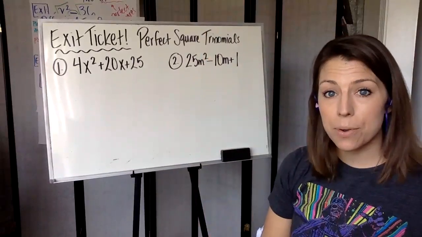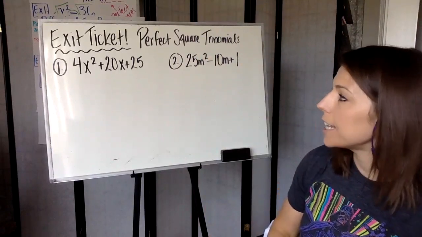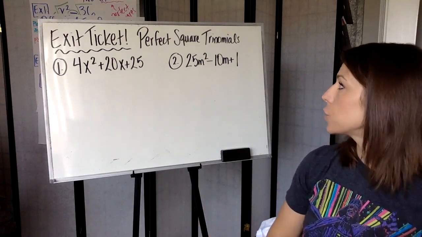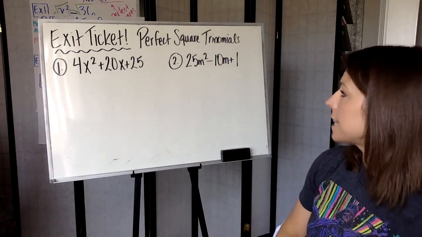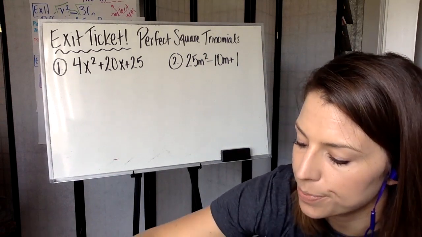Alrighty, let's wrap things up with our exit ticket looking at perfect square trinomials. Your first exit ticket is 4x squared plus 20x plus 25. Your second exit ticket, 25m squared minus 10m plus 1. Go ahead and pause the video now if you want to try them on your own.